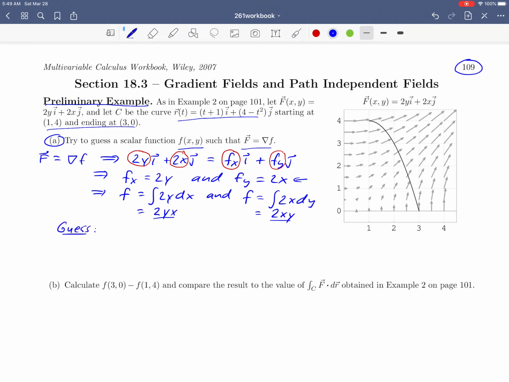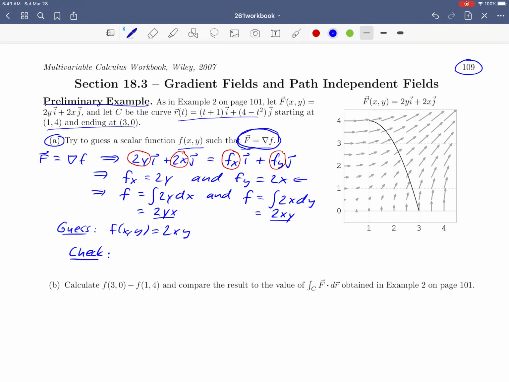Notice that those two functions are the same. And so a reasonable guess for the scalar function f would be that f of x, y is just equal to 2xy, the same function that we got twice. But is that answer really correct? Well, let's check it and see.